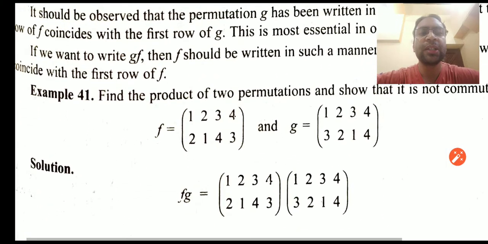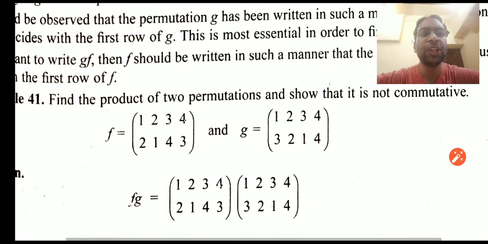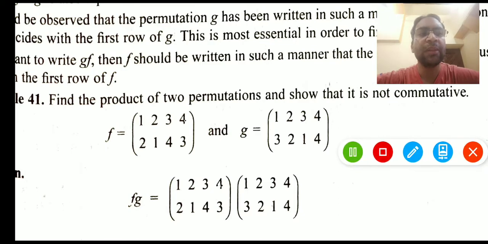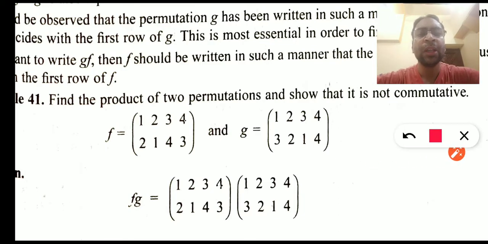So let's see an example. Find the product of two permutations and show that this is non-commutative. So we'll have to see the product. In the same manner, we will use the definition. We'll see the first element 1 is mapped on 2. So we will search for 2 in the second, and we can see this is mapped on 2. So the mapping of 1 will result to 2. So this is our resultant, 1 to 2.